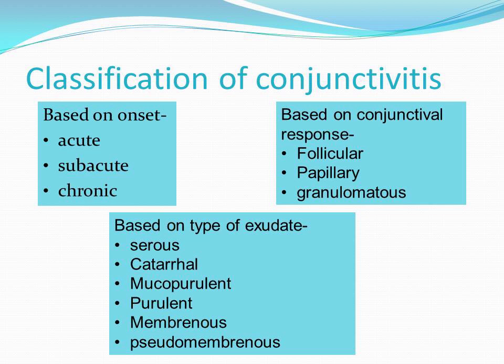First classification is based on onset. Conjunctivitis may be acute, subacute, and chronic. Next classification is based on conjunctival response. There may be follicular response, papillary response, and granulomatous response. In follicular conjunctivitis, follicles are present. Follicles are the aggregation of lymphocytes in the adenoid layer of the conjunctiva.